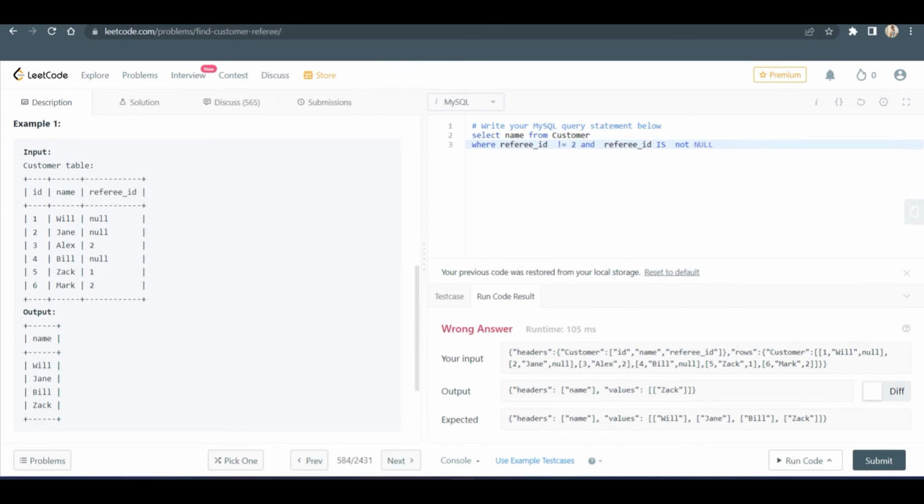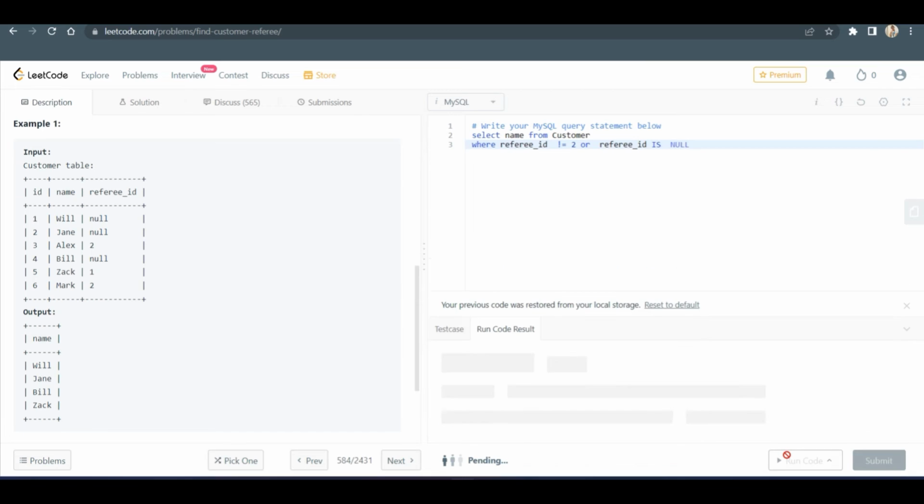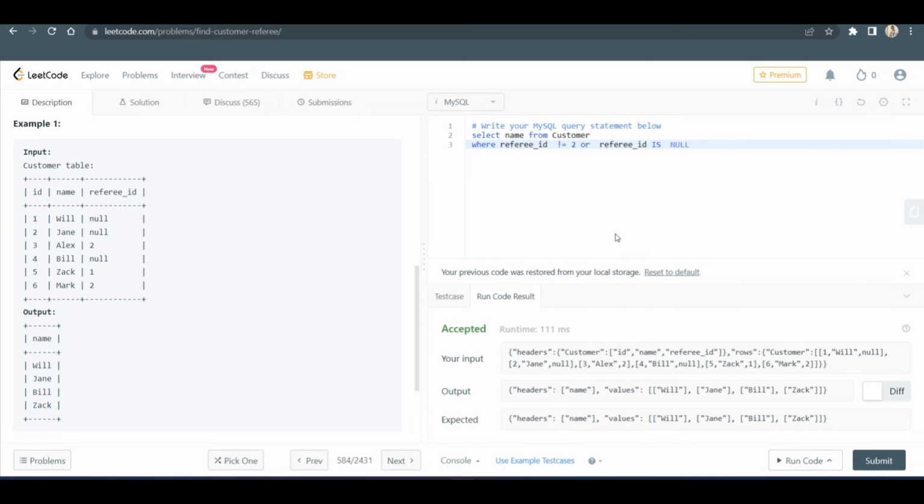the referee ID can be null also, and which is correct according to the condition, because we have to give the name for those customers which is having the referee ID other than 2, which can be null also. We can put here is null instead of is not, and instead of putting and condition we have to put or, so that we can satisfy our condition. And yes, the output is right.